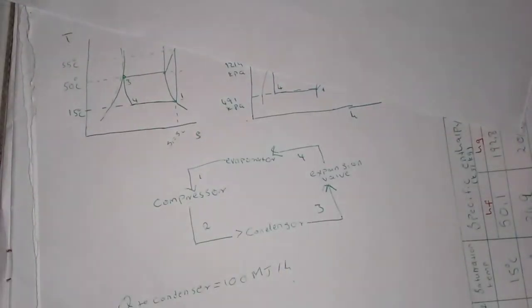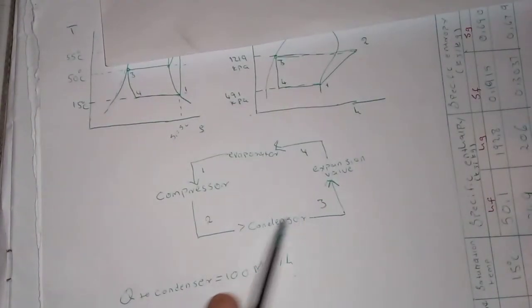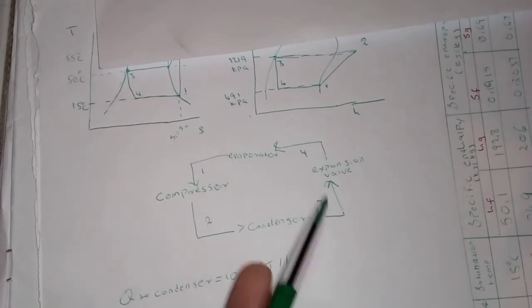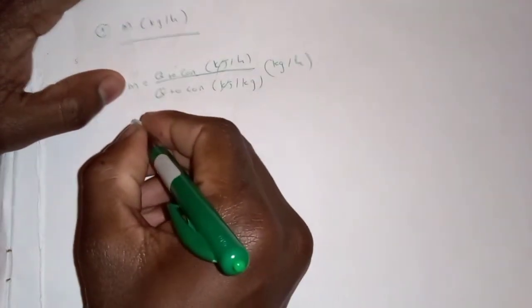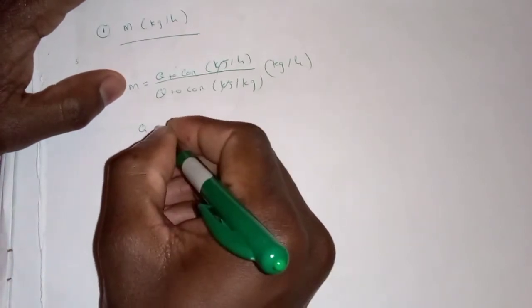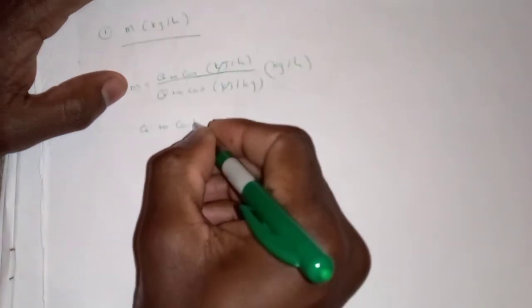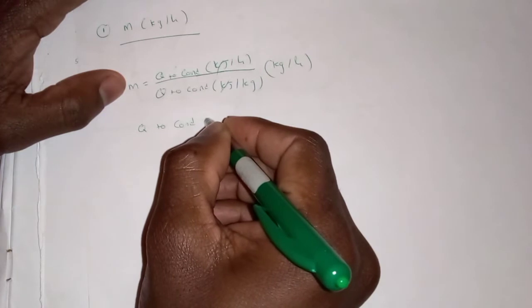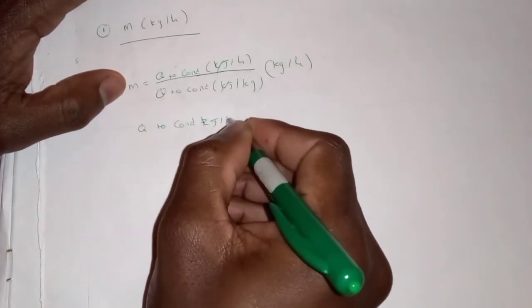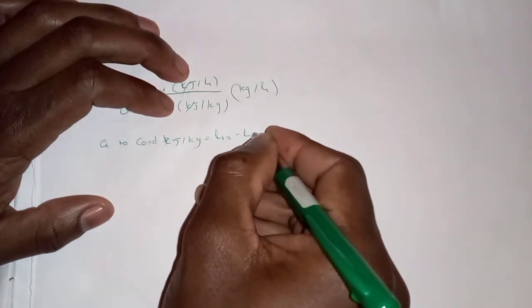Our next job is to get the heat energy that is discharged in kilojoules per kg. We know that the heat energy discharged here in kilojoules per kg will be calculated by taking the enthalpy of steam when it is here minus the enthalpy of steam after the condenser, and then we will be able to find how much heat was discharged per kg. We are going to say the Q to condenser, in kilojoules per kg rather, is given by H2 minus H3. So now our next job is to get the value of H2 and the value of H3.